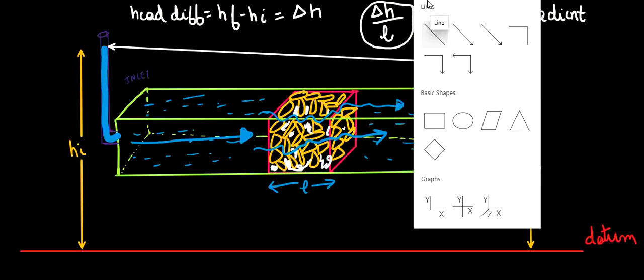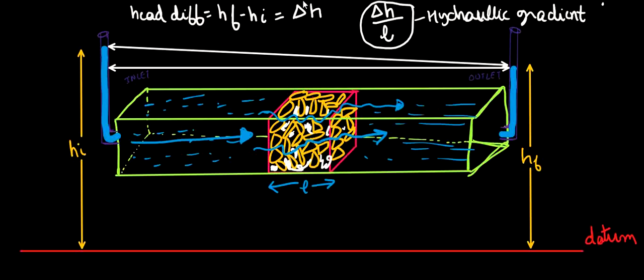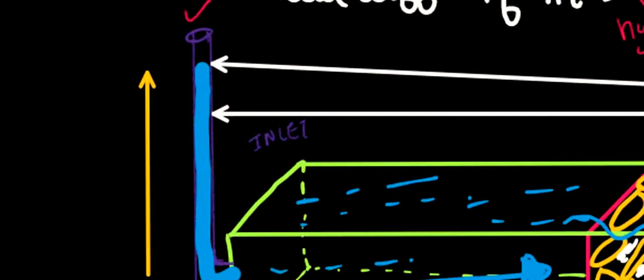So I think this much is clear. One more thing that I want to tell is that this delta h, the hydraulic head, is also called the hydraulic or effective head, which is obtained by subtracting the heads available at the inlet and the outlet points. So this delta h is nothing but this distance from this point to this point. This is delta h.